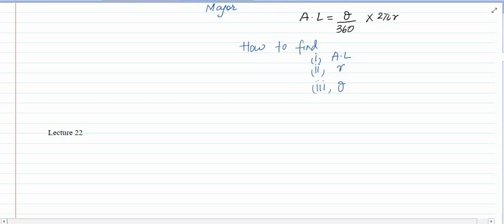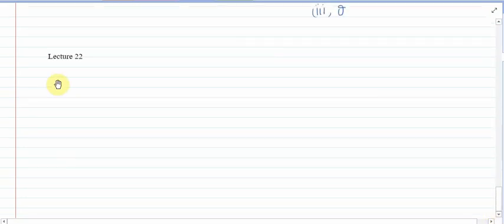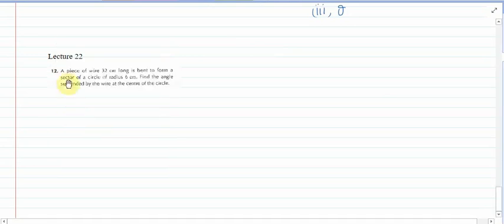Okay class, so today is lecture number 22 and it's week number 6, right? In last class we were discussing the questions of area and arc length of sectors, and today we are going to continue the same topic and the same exercise from your previous book. So it's a sort of word problem.